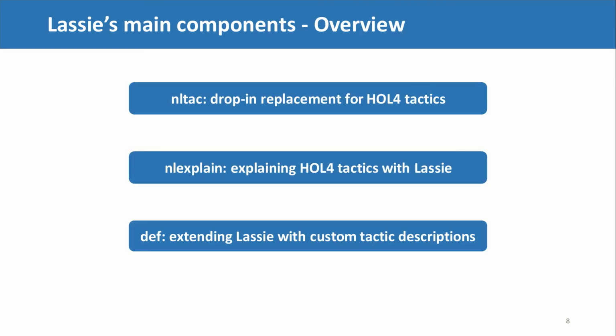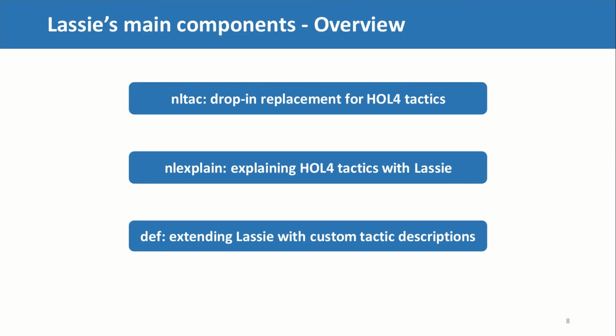Lassie has three main components. The first one being NL_tag, which you have seen in the examples before, which makes Lassie's tactics drop-in replacements for HOL4's plain tactics. Then we have NL_explain, which goes beyond NL_tag's drop-in replacement and helps understand the effect of a Lassie tactic by giving its HOL4 equivalent. And finally, we have def, which allows to extend Lassie with custom tactic descriptions. So this is the tool for the expert users to implement the domain-specific tactic languages.